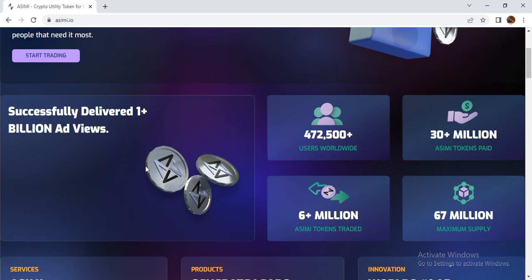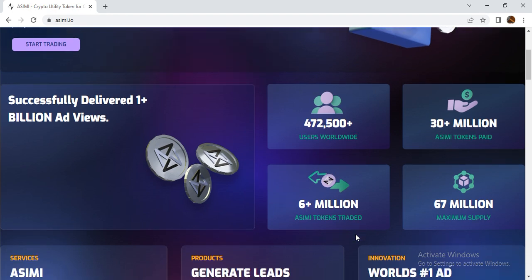They have successfully delivered 1 plus billion ad views. And you can see 472,500 plus users worldwide, 30 plus million Asimi tokens paid, 6 plus million Asimi tokens traded, and 67 million maximum supply.